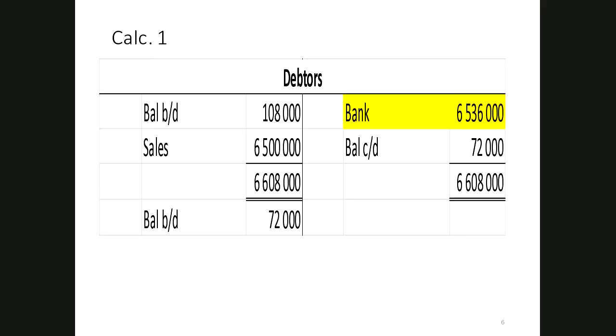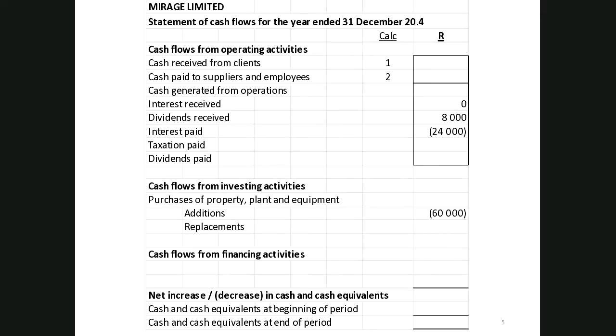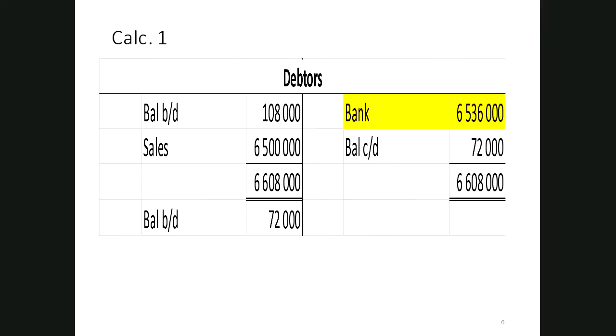All right, so what we're going to do now is go to calculation 1, because we're going to be working out how much money was actually received from the clients. So in the question, we're told that sales were 6.5 million. Now in this question, they've made no difference between credit and cash sales. So we can make an assumption that everything is on credit. Whether it's credit or cash, it's actually going to make no difference to your answer.